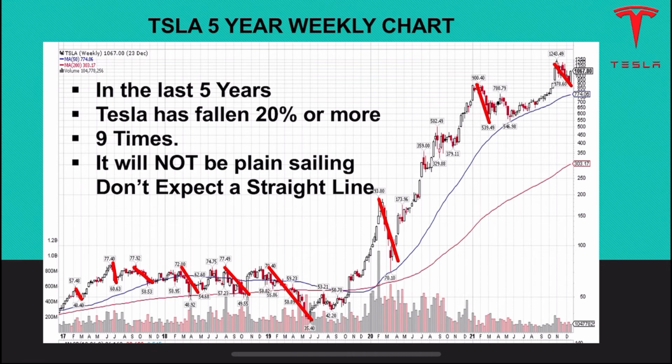This is an opportunity for you to lower your cost basis. So try to buy more. As Warren Buffett says, when the market is panicking, that's when you buy more. And when the market is greedy, that's when you should be wary.